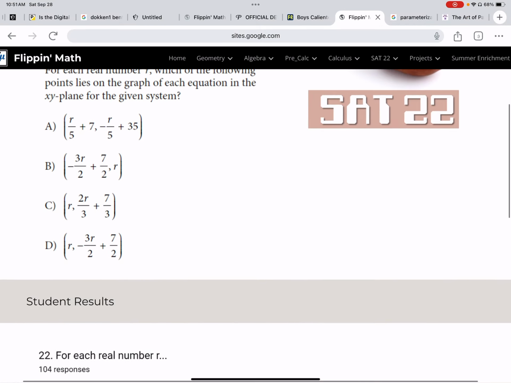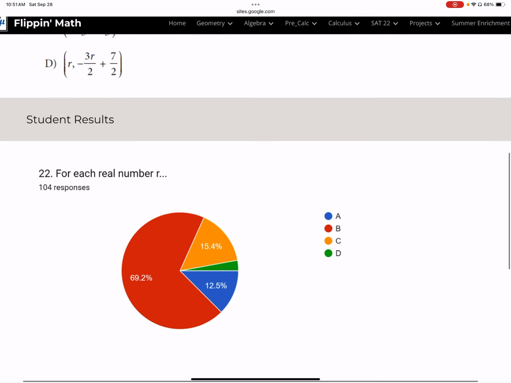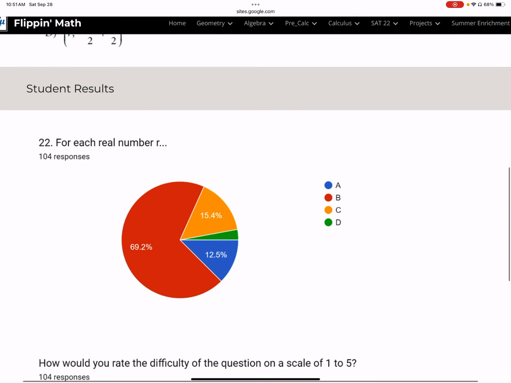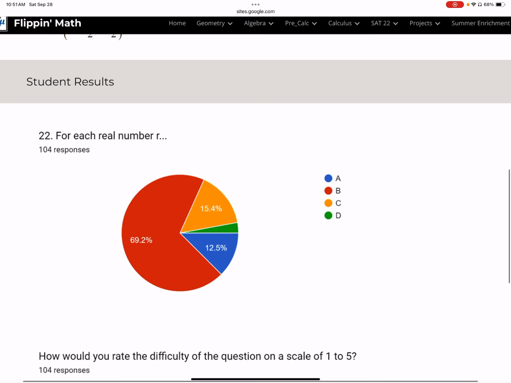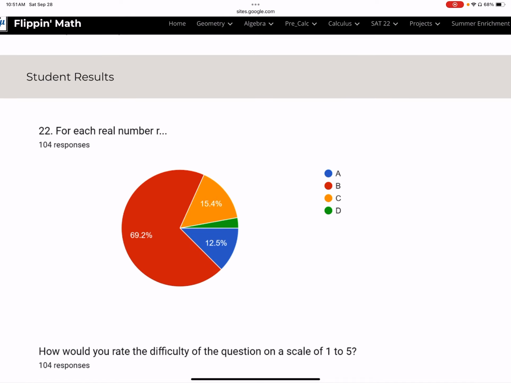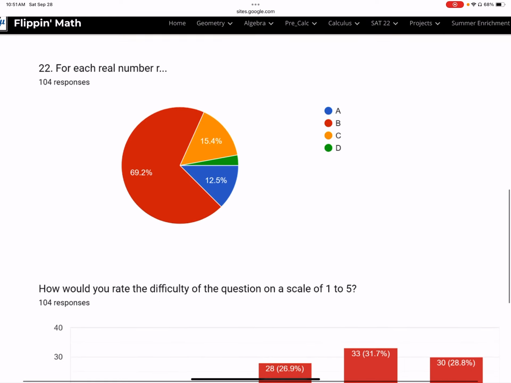Let's take a look. Before we look at the solution, let's take a look at your results. So out of 104 respondents, you can see the vast majority of people chose answer choice B. It's about 70%, and that just happens to be the correct answer. A little bit more than a quarter of us did miss this question.